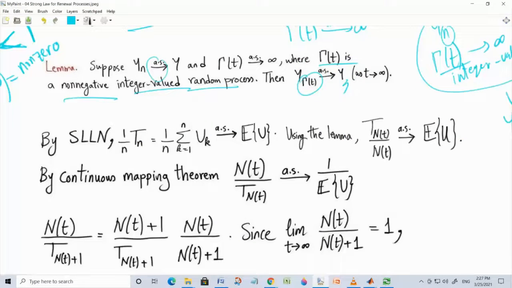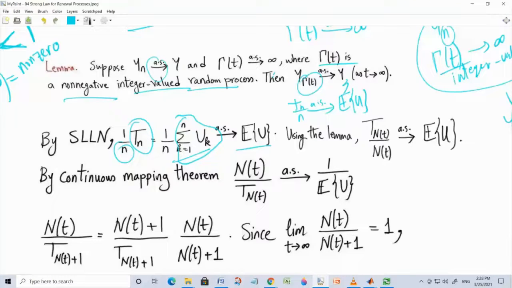First thing, we can directly apply the strong law of large numbers, since we are assuming that the inter-arrival times have a finite first moment. What is the time of the nth arrival divided by n? Well, the nth arrival is the sum of the first n inter-arrival times, and so by the strong law of large numbers, T_n over n converges almost surely to the expected value of U.